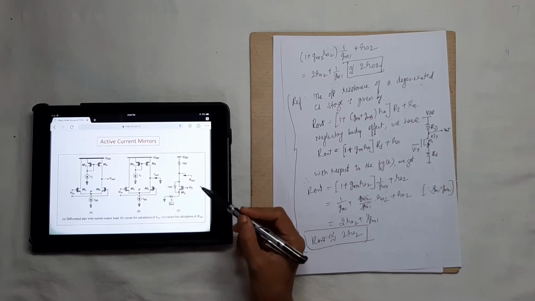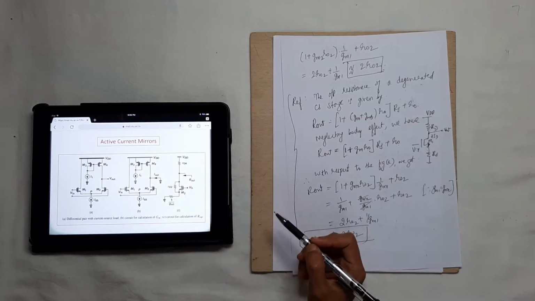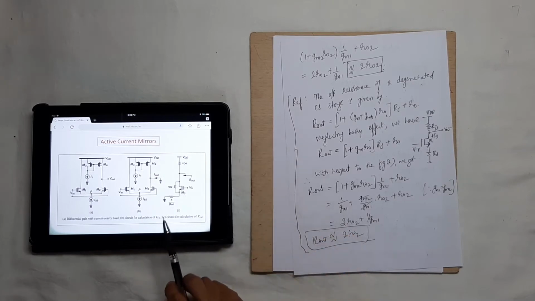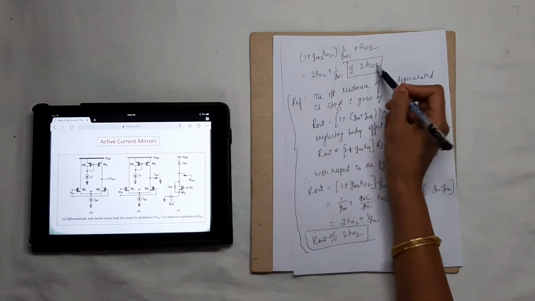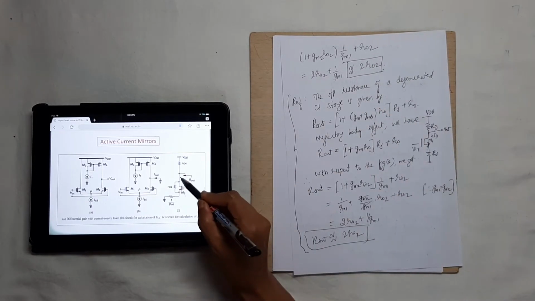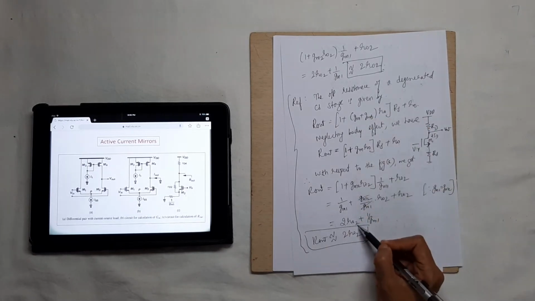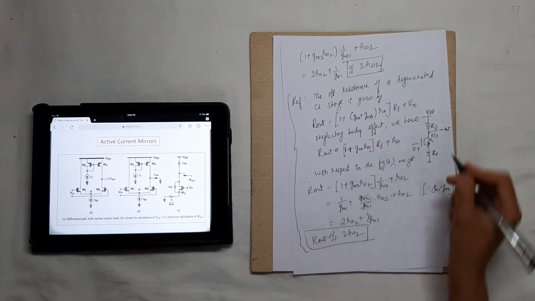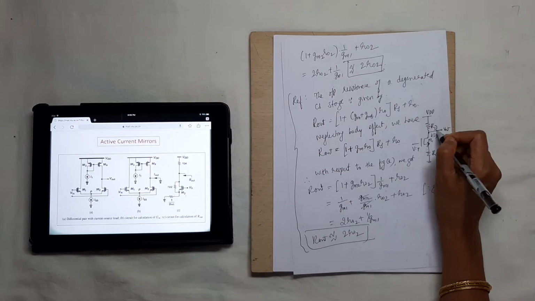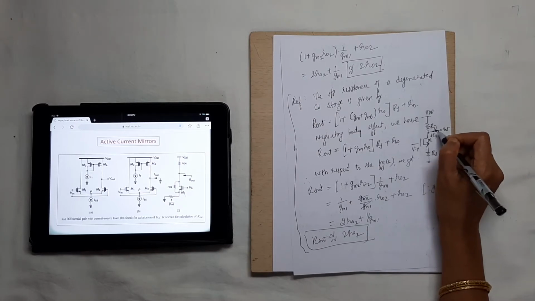And also we have learned that this is the common source stage with a degeneration resistance, and that degeneration resistance is 1 upon GM1, and this 2RO2 is with respect to this particular circuit, and we have seen this also. So this R out is the resistance seen at this particular point.